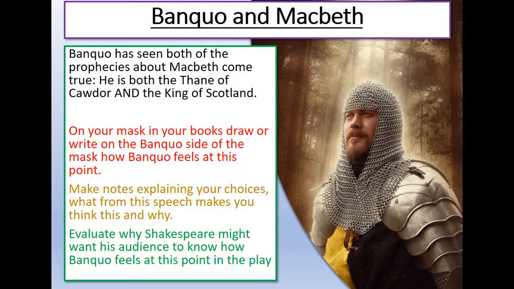Okay? And then greens, you're going to have done what the reds and the yellows have done. And then you're going to evaluate. So that means explore and decide, why do you think Shakespeare might want his audience to know how Banquo feels at this point? What's the benefit? What are the different reasons that Shakespeare could have for giving us a little insight into Banquo? And why have we got that insight into Banquo at this moment? Think about what has come before and think about what is soon to come. Why is it this moment do you think that Shakespeare chooses to give us this insight?